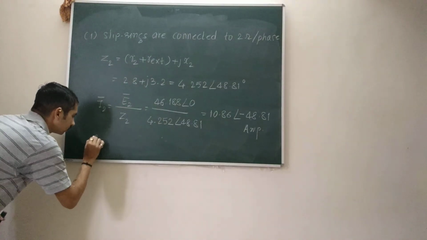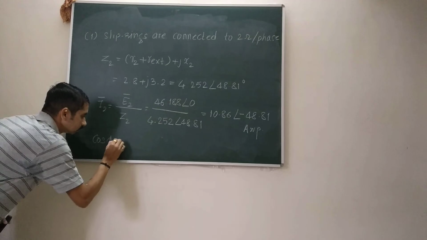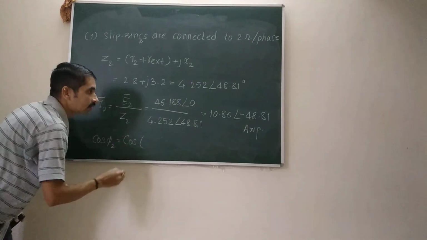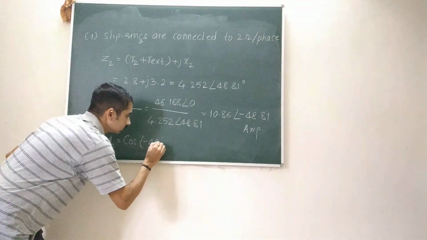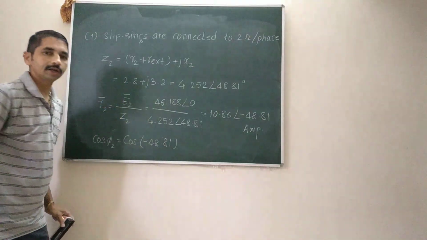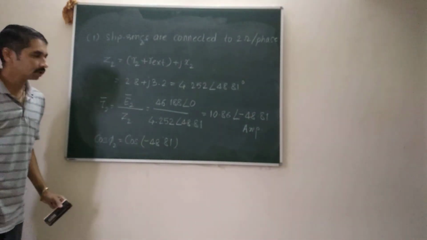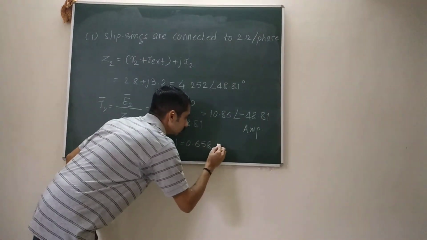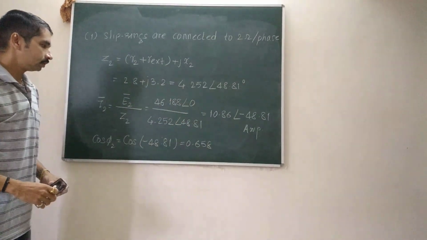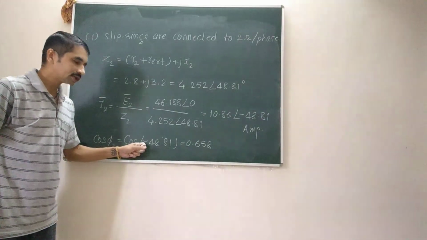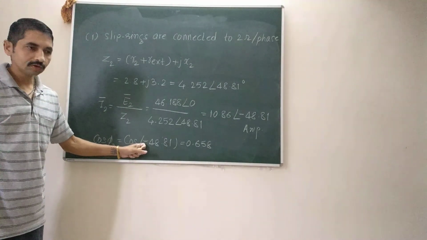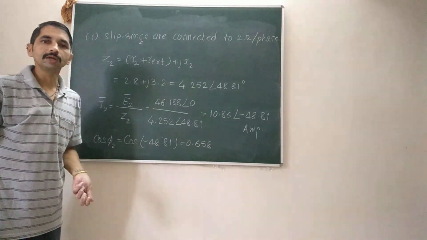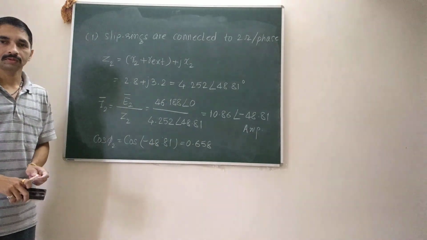And then cos phi 2 will be cosine of minus 48.81, which is coming out to be 0.658. So once again, as the sign associated with the power factor angle is negative, this power factor is again going to be a lagging power factor.